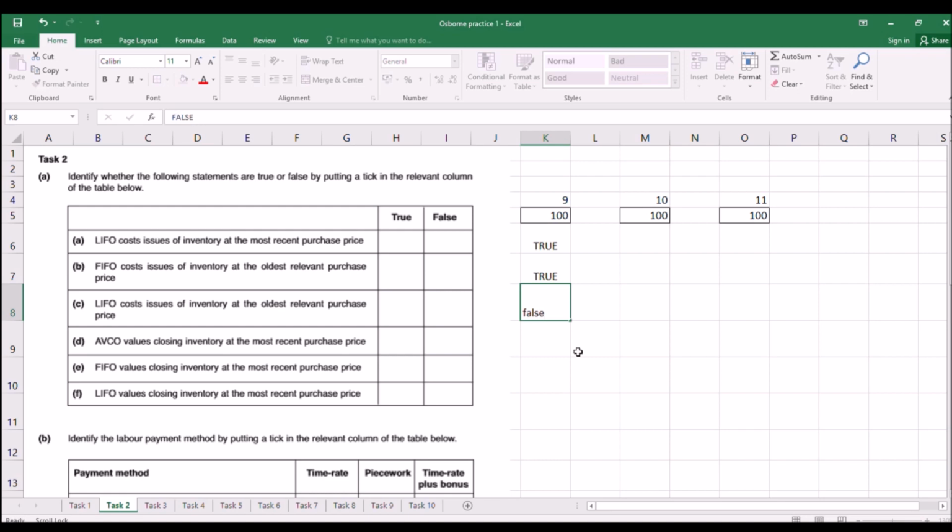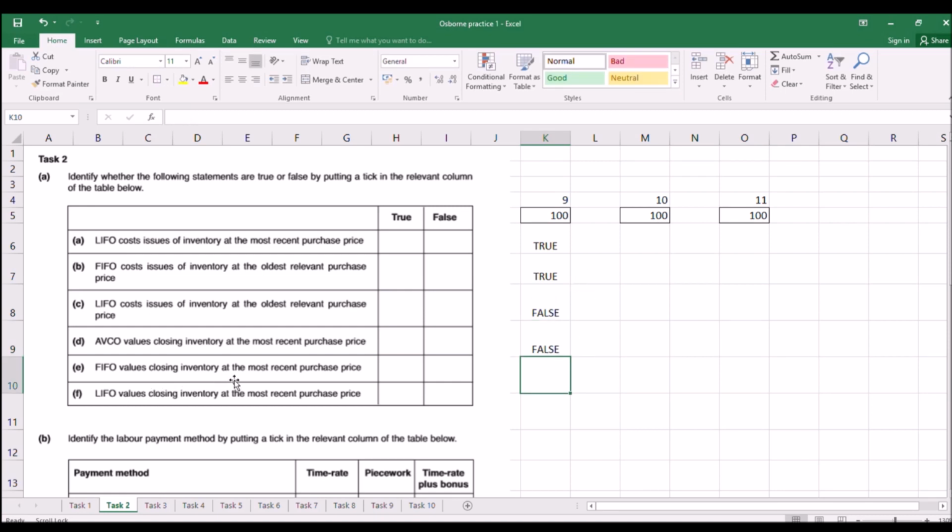False. AVCO values closing stock at the most recent purchase price. Now, AVCO is average cost, the average of them all in there, so it's average over the whole thing. So it wouldn't be at the most recent purchase price because it's at the average. So that one's going to be false as well.